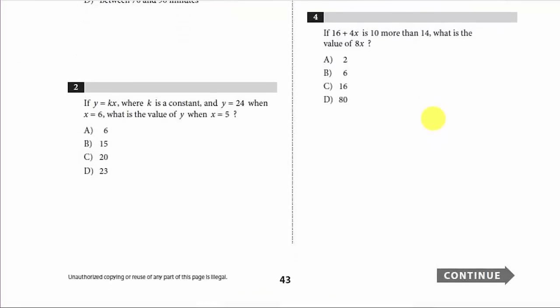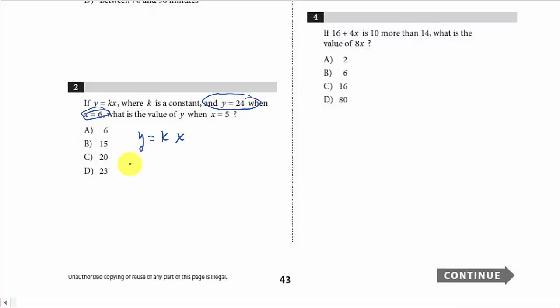If y equals k times x, where k is a constant, and y equals 24 when x equals 6, what is the value of y when x equals 5? We have y equals k times x, and y is equal to 24 when x is equal to 6. So let's plug that in. 24 is k times 6, and we need to solve for k. If we divide both sides by 6, we get k equals 4.